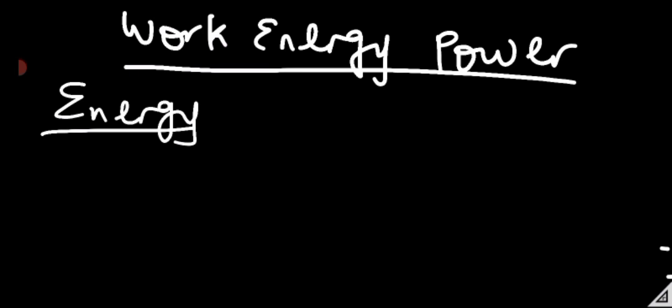Energy is the capacity to do work, right? So we have different types of energy. We have electrical energy. When we're talking about electrical energy right now, we are talking about how current electricity is able to do work. The measure of that ability is called energy.